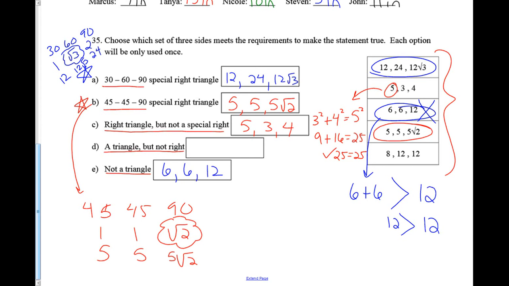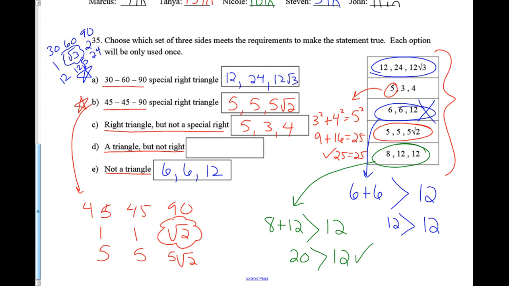Finally, we have this last one. And let's just check and make sure that this is a triangle. I add the two smallest sides, and is that bigger than the biggest side? And 20 is larger than 12. Now I could also check with the Pythagorean theorem to decide if it's not a right triangle, but this is not a 45-45-90 triangle, which it would need to be if it had two sides equal.